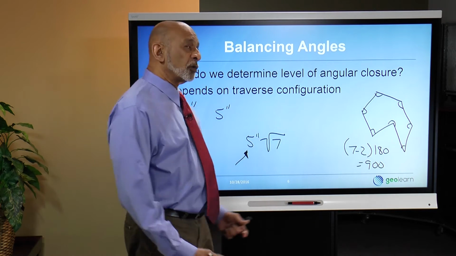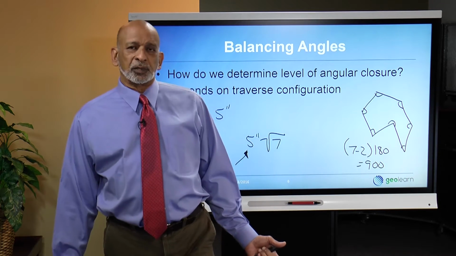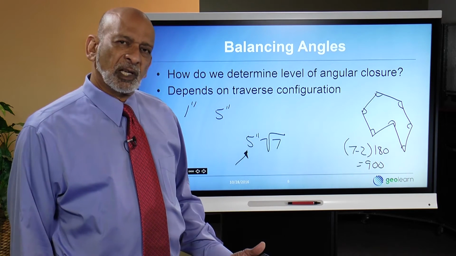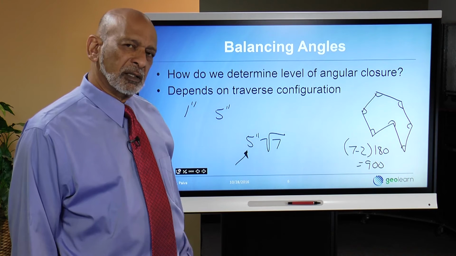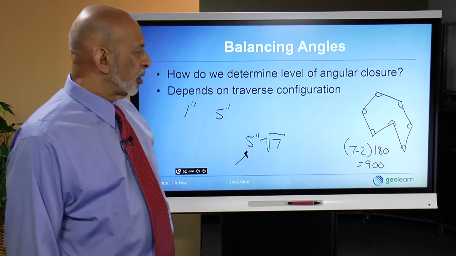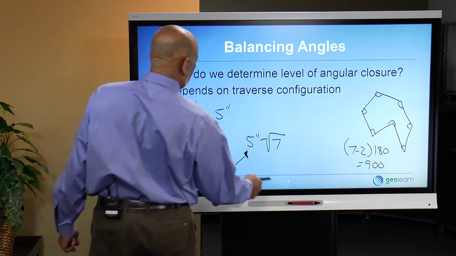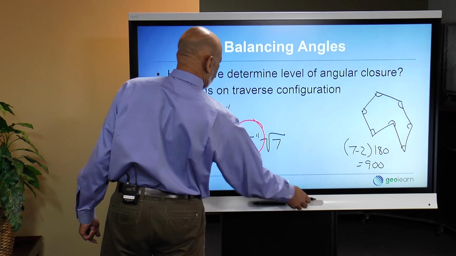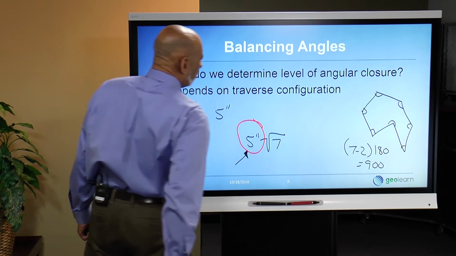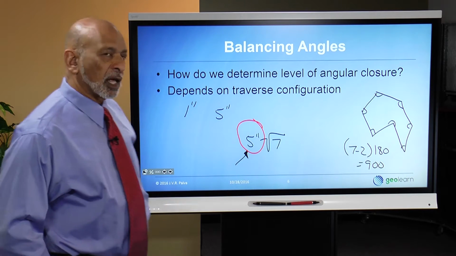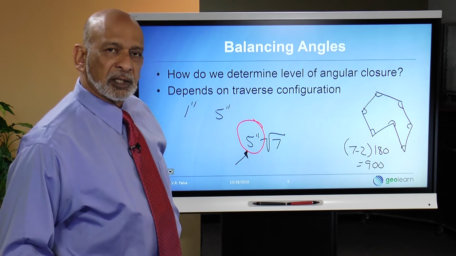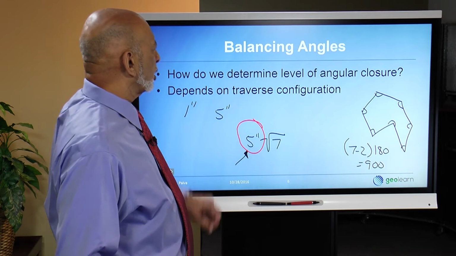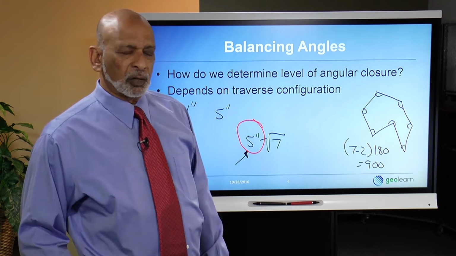Or it may be you actually have very high quality procedures and equipment, but the purpose of the survey is such that maybe you can tolerate 30 seconds per angle. So you come up with that value, whatever it is, and it's most typical to then multiply by the square root of the number of angles that you have in the traverse. So that's what I'm getting to: how do you determine the level of angular closure?